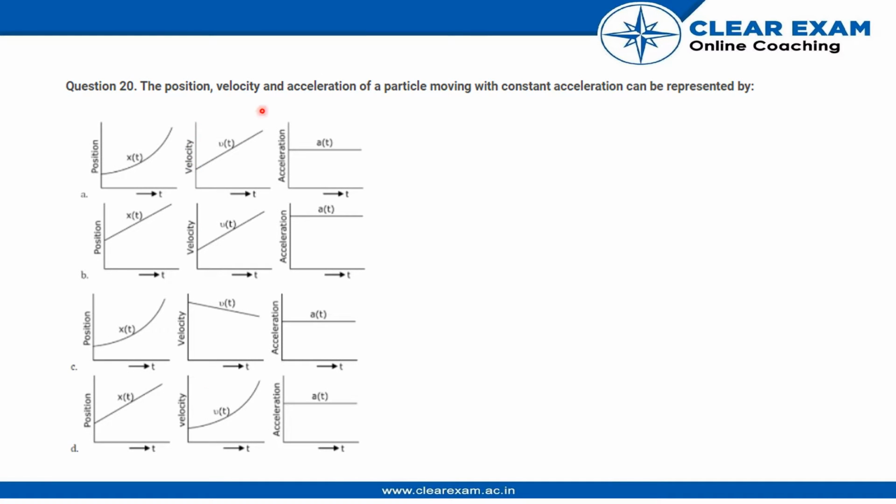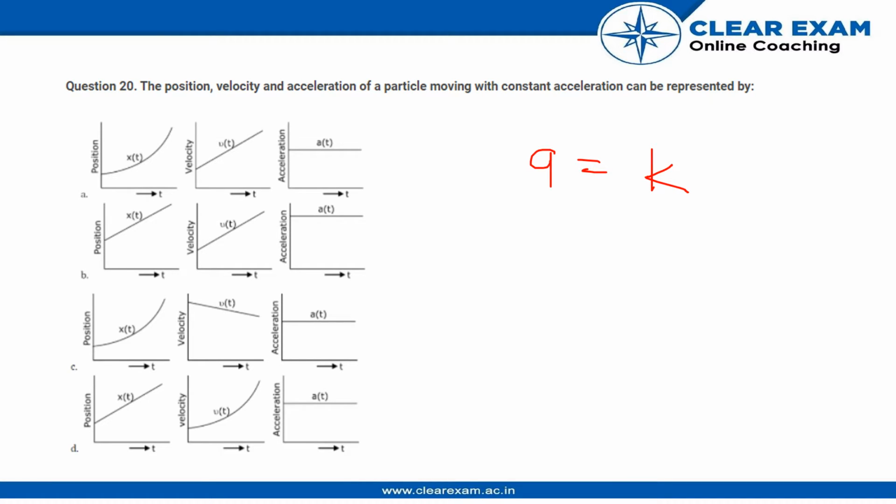Here we need to find the position, velocity and acceleration graphs of a particle moving with a constant acceleration, and these are the graphs in the options. So let us look. We have a constant acceleration, meaning a is a constant, k is a constant over here.